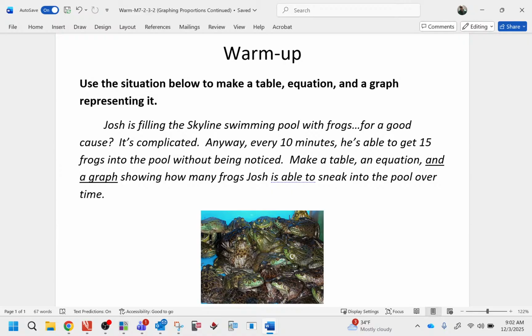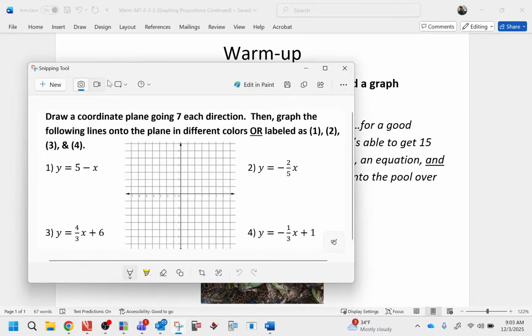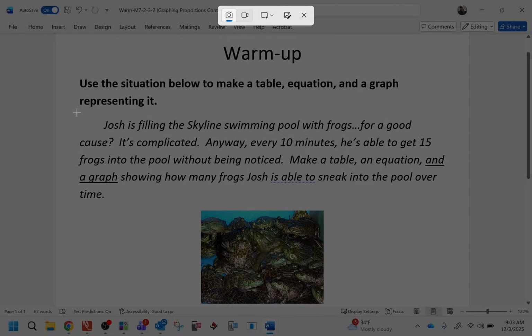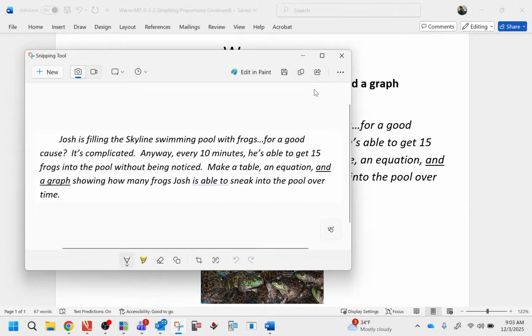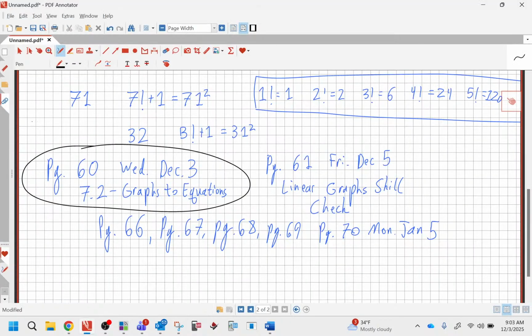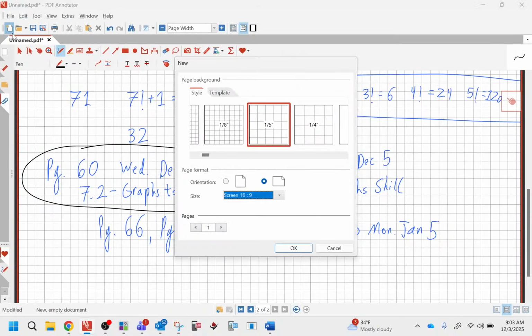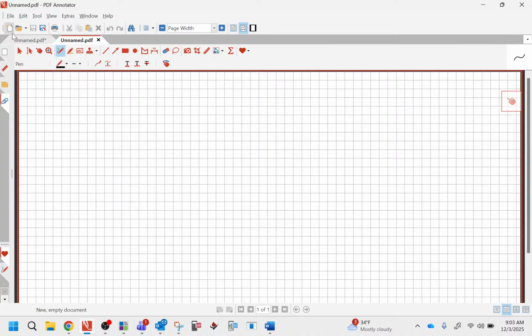Anyway, use the situation below to make a table, equation, or graph representing it. Josh is filling the Skyline swimming pool with frogs for a good cause. It's complicated. Anyway, you know how to read those if you're at home. These guys have already done it. You're going to want to pause the video, work on this, and let's get this show on the road.